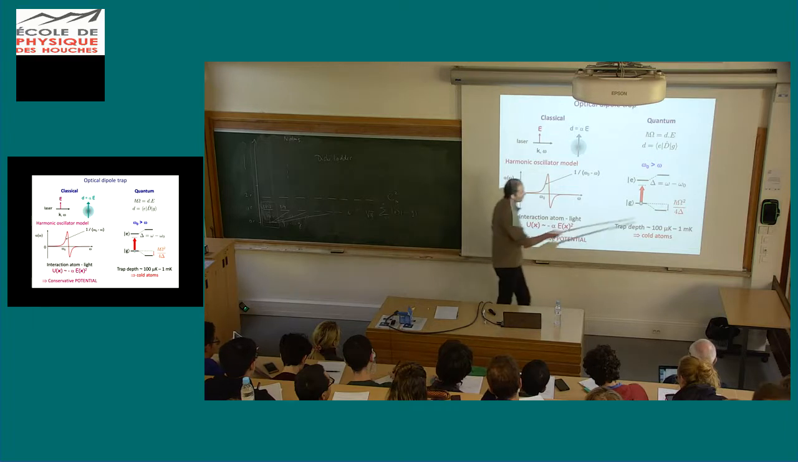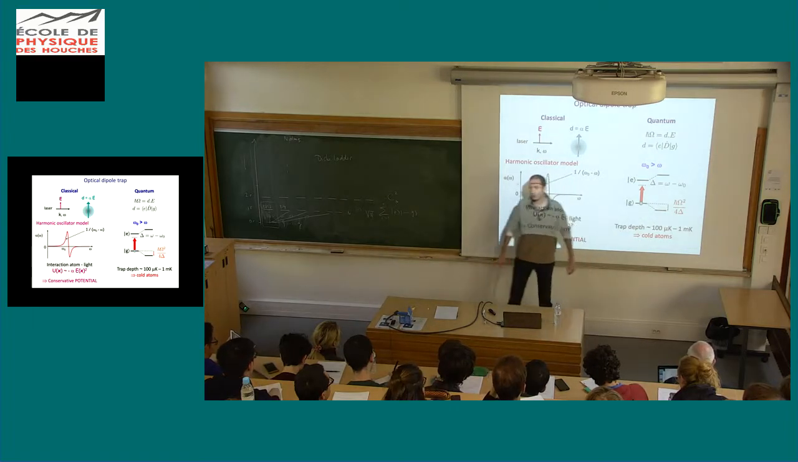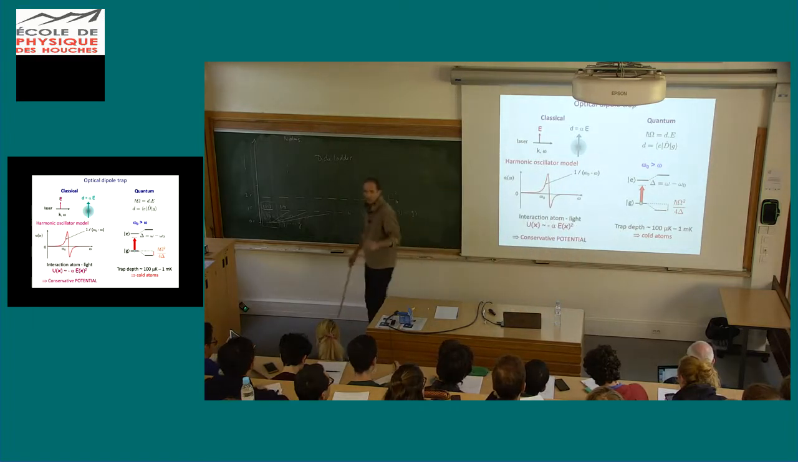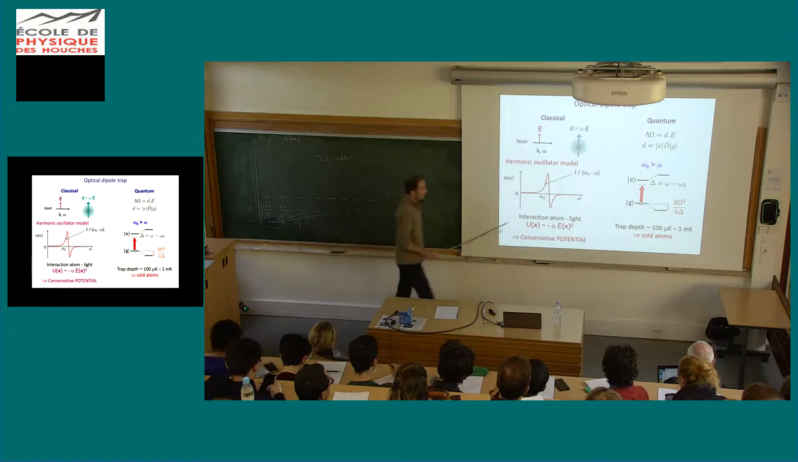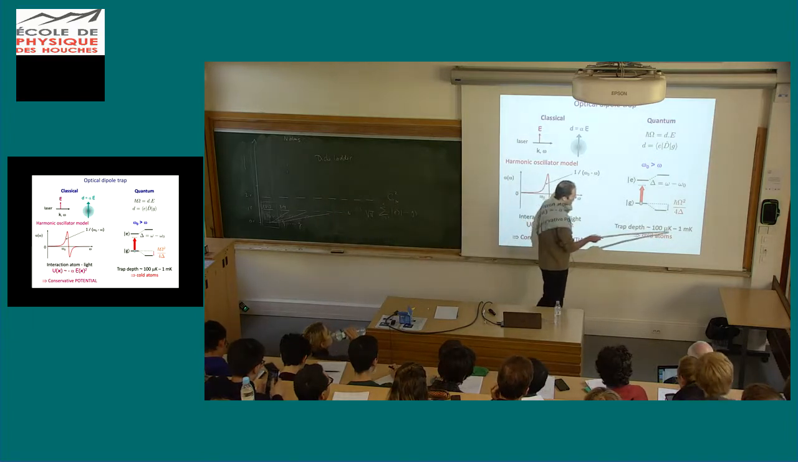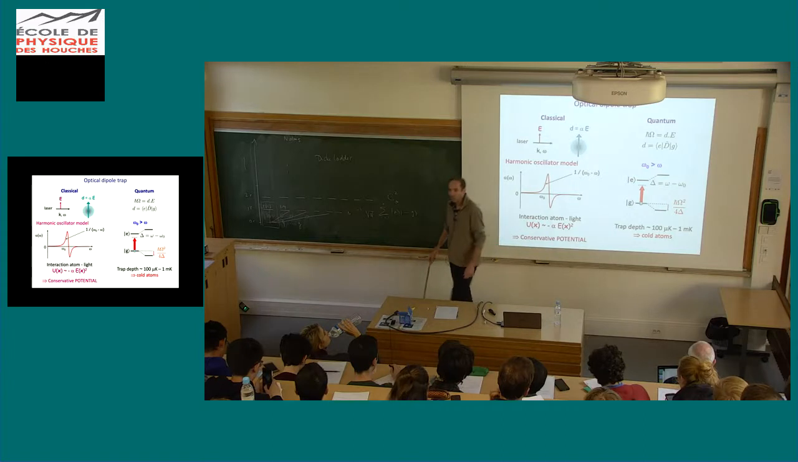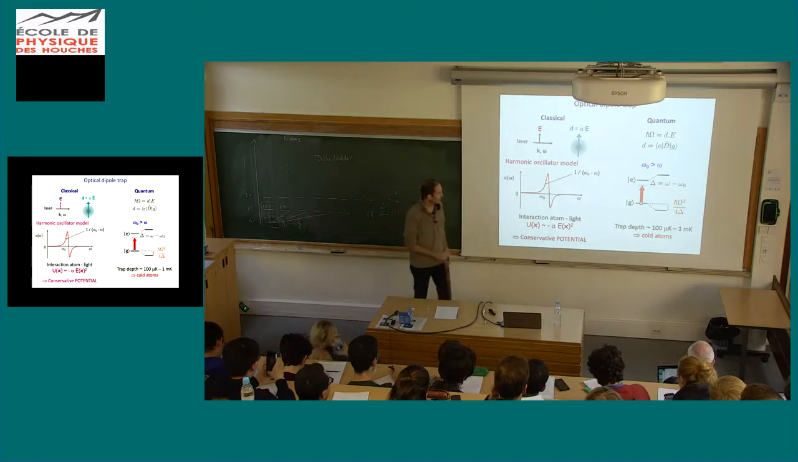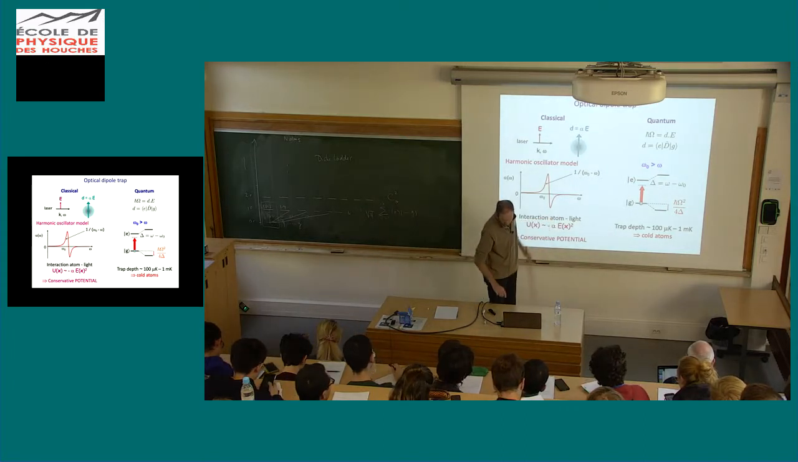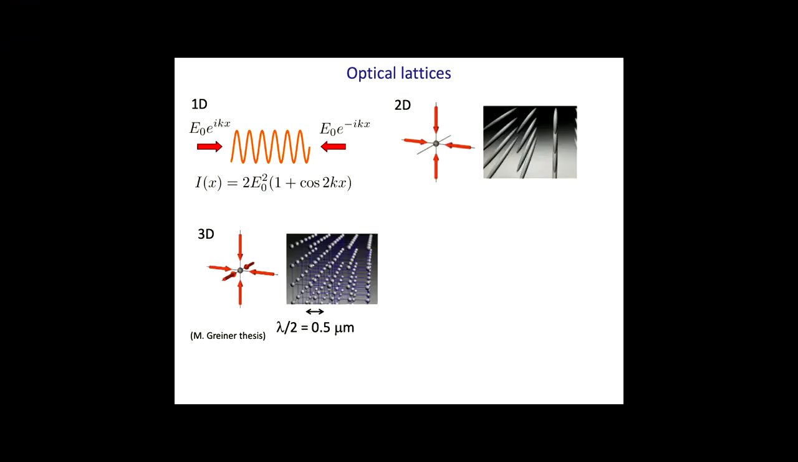trap depth, because essentially those light shifts, even with watts of laser power, depending on how much you focus, are typically on the order of magnitude of 10 microkelvin to 1 millikelvin. So that's usually the trap depth you can create, or the light shift you can create. So it requires cold atoms, obviously. You've got different ways to use those light shifts.